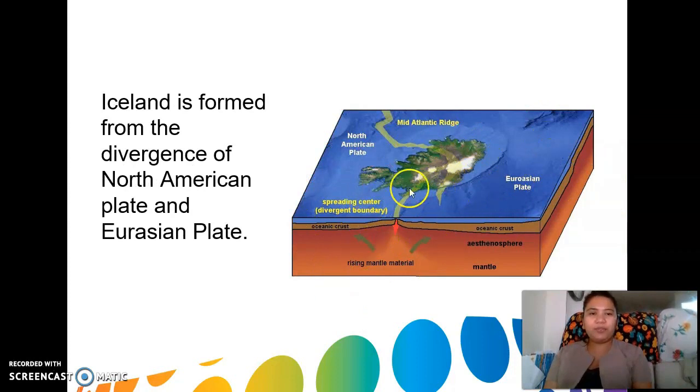Iceland is actually formed through the divergence of the North American plate moving westward and the Eurasian plate moving eastward. As you can see in this figure, there is still a continuous release of magma in this region. Thus, the size of Iceland is continuously increasing. Again, Iceland is formed right through this mid-Atlantic ridge system.